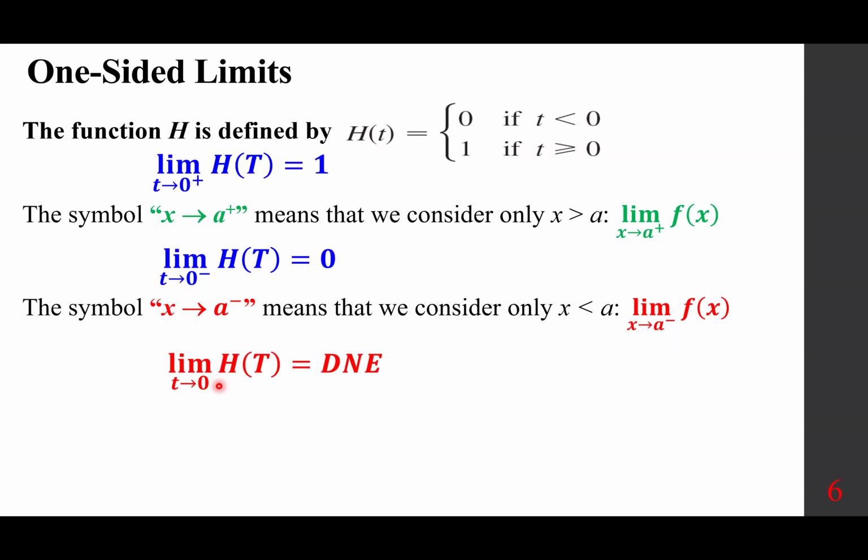The limit of h of t as t approaches 0 does not exist because there are different values. Also, note that h of 0, you look at the equality, it is 1.